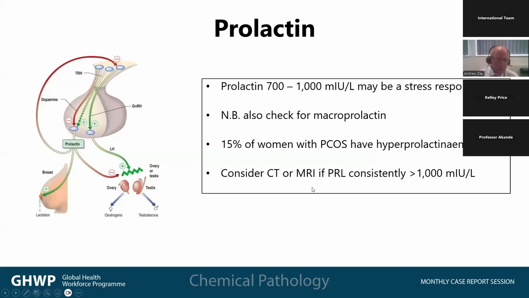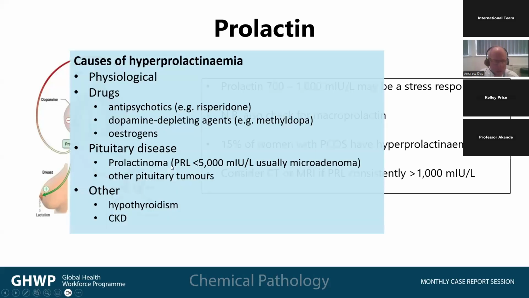We would recommend referring on and considering for imaging if the prolactin is consistently greater than 1,000 milli international units per litre in the absence of other causes. And those other causes are hopefully well known to everyone. So there's that stress thing.